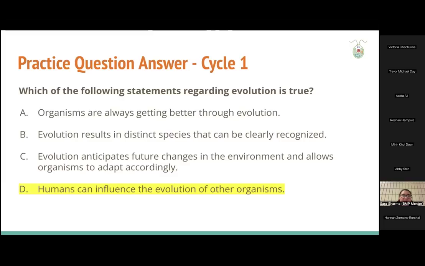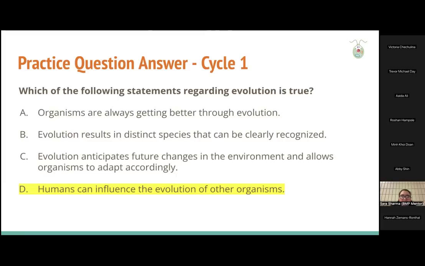And then B, evolution results in distinct species that can be clearly recognized. Sometimes it's really difficult to recognize these species, so that one is wrong. And then C, evolution anticipates future changes in the environment and allows organisms to adapt accordingly. No, that's not true either, because sometimes it is really hard to adapt to these different changes. We don't anticipate any change because remember, there's no predetermined evolution. It just happens, so there's no control.